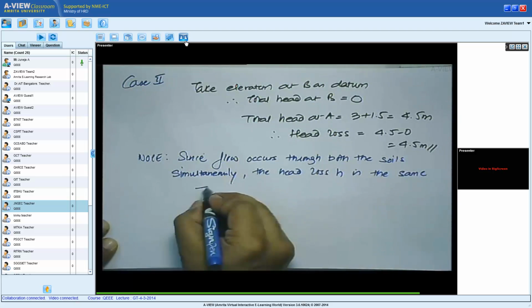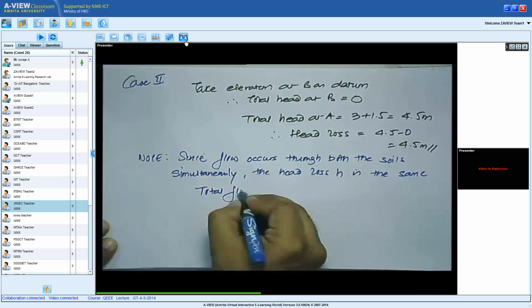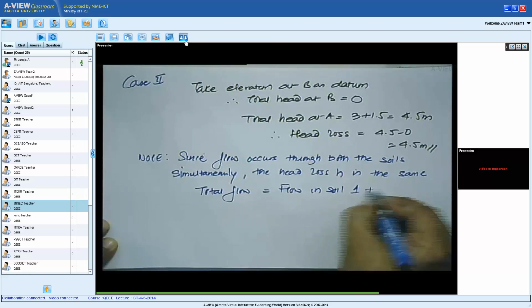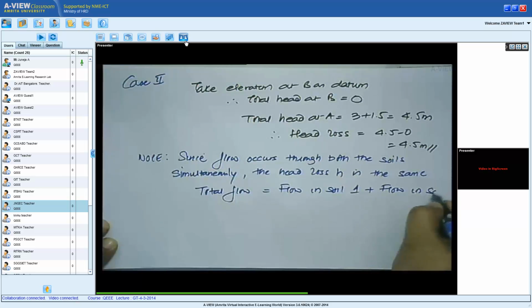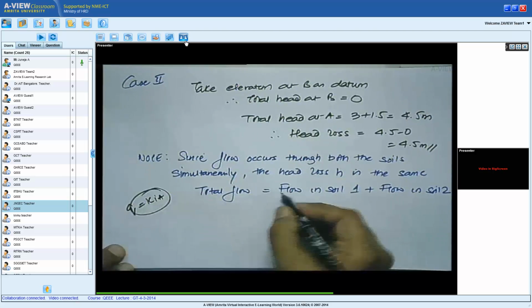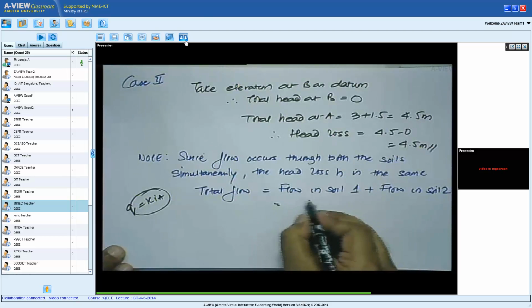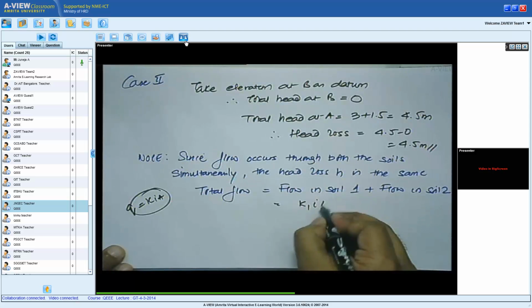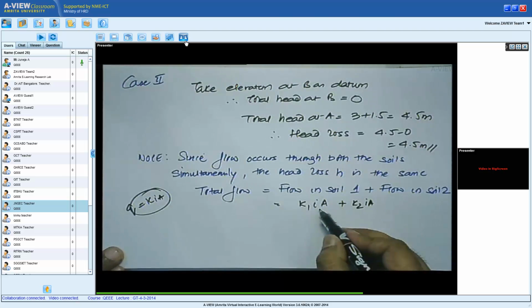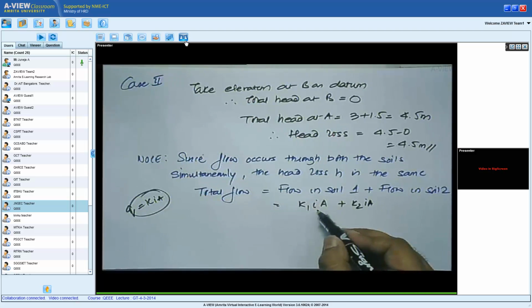However, total flow equals flow in soil 1 plus flow in soil 2. Flow, we remember, is Q. We say Q equals K i A. So that's the flow. So can I say flow in soil 1 is K1 i A plus K2 i A. i is the hydraulic gradient, which equals head loss over the distance over which the water will have to travel.